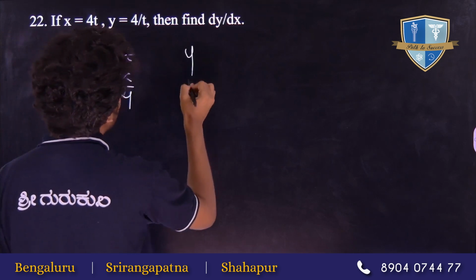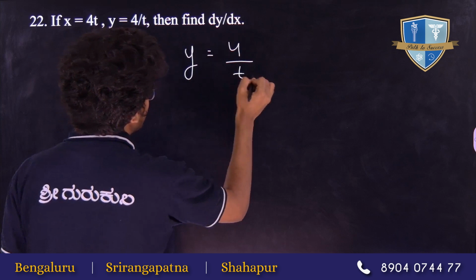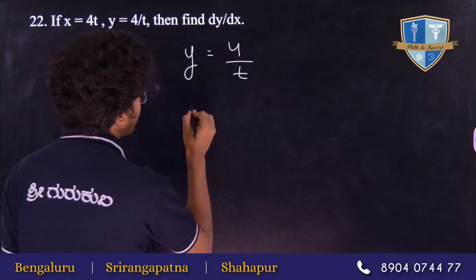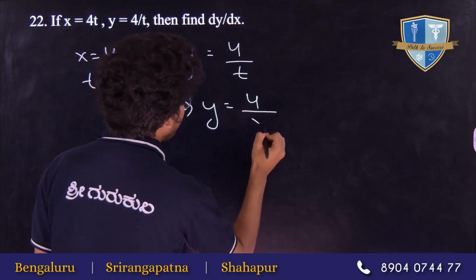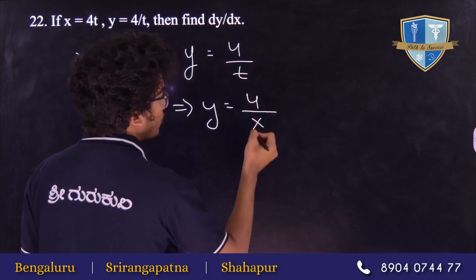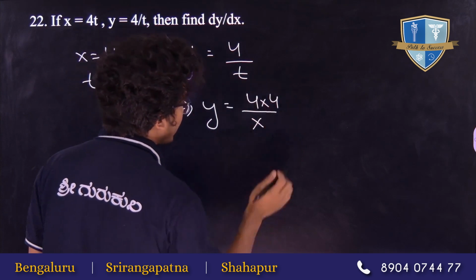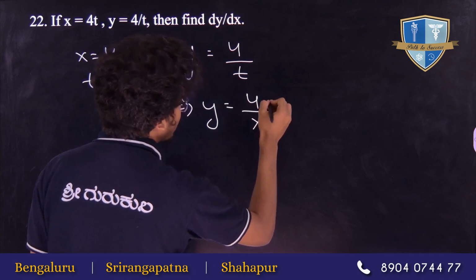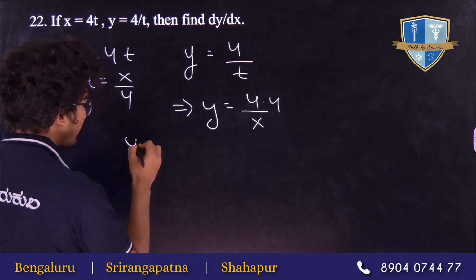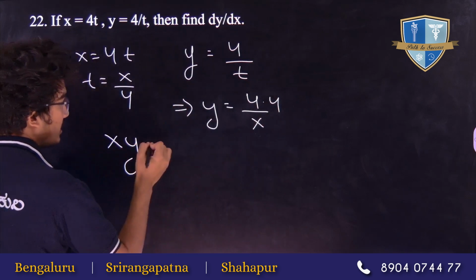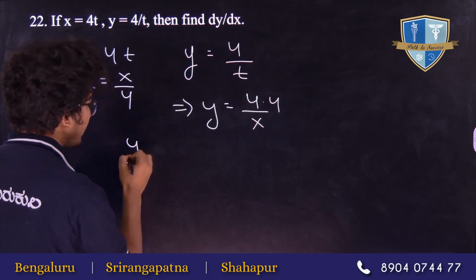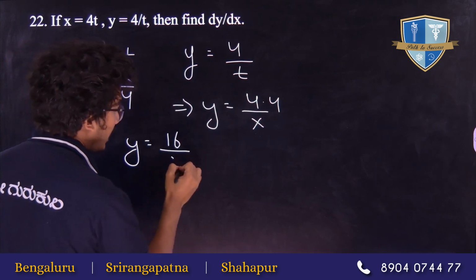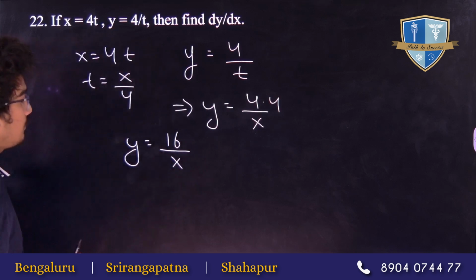And since y is equal to 4 by t, instead of t I can write x by 4. This implies y is equal to 4 divided by x by 4, which means 4 will come in the numerator, correct? So this will be 4 into 4. 4 4s are 16, so we can write y is equal to 16 divided by x, correct?